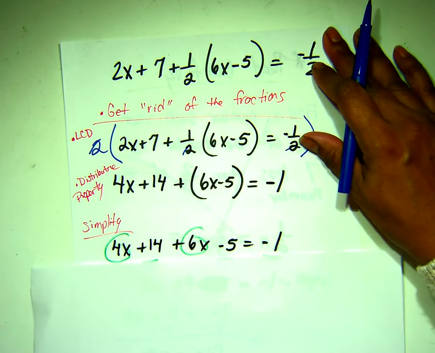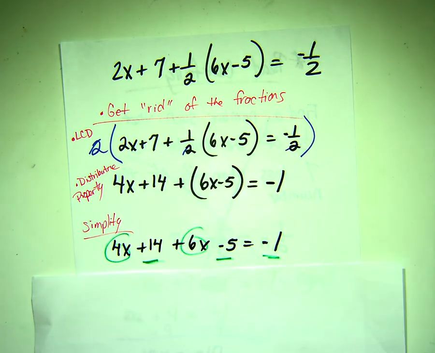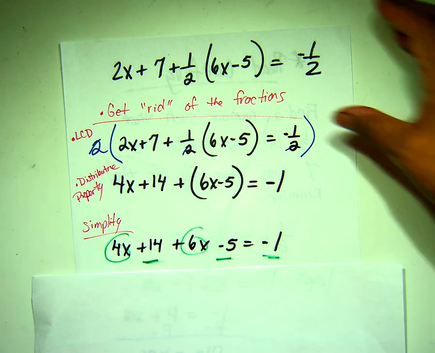Your next step, you're going to try to simplify. First I'm going to identify what my like terms are. I circled the ones with the variables and I underlined the ones without the variables. Remember, the ones without the variables are called constants.